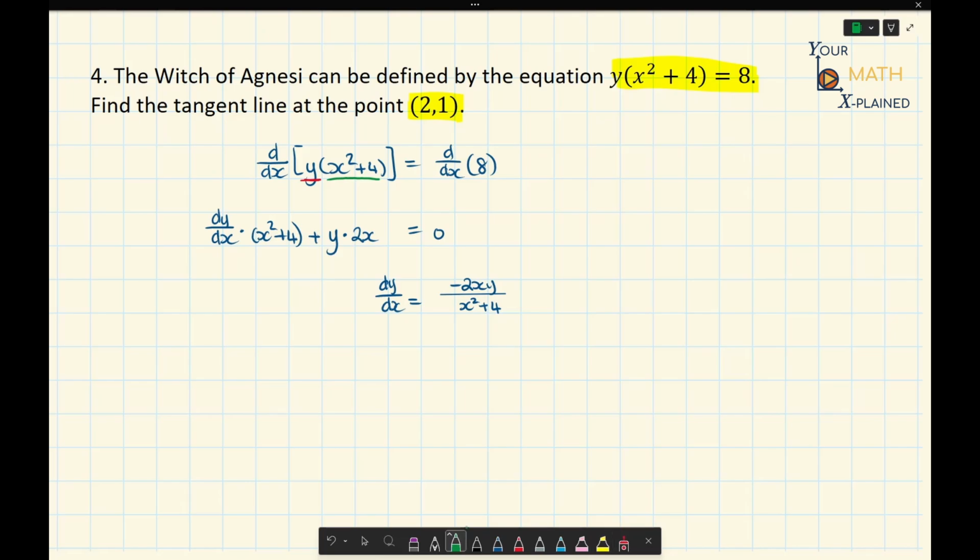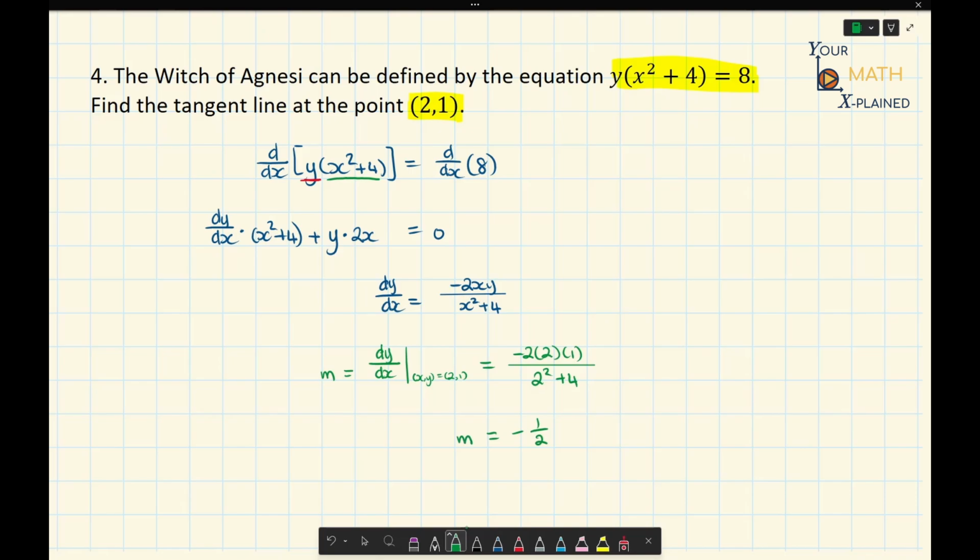And since we have dy dx, all we need to do is substitute in our x value and our y value. So this means dy dx evaluated at the point (x, y) equal to (2, 1) is going to be negative 2 times 1 over (2 squared plus 4). And this works out to be negative 1/2. So this here is going to be our slope.